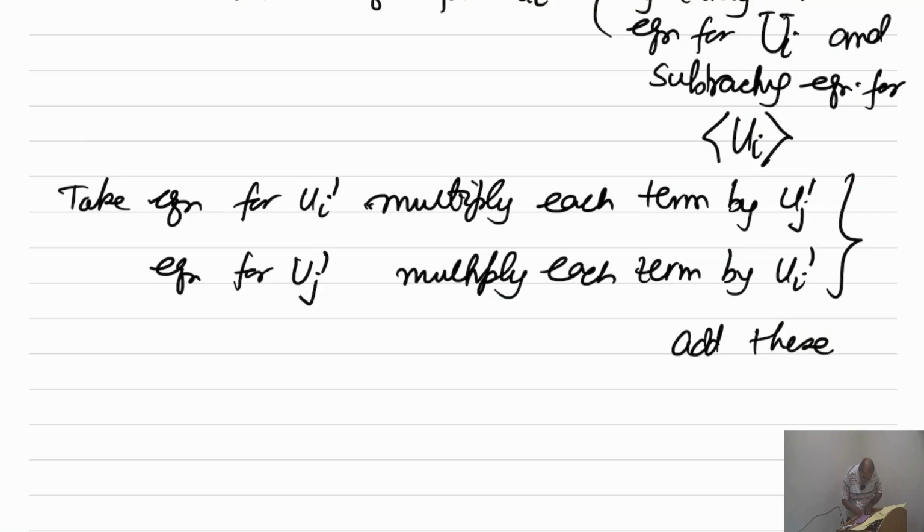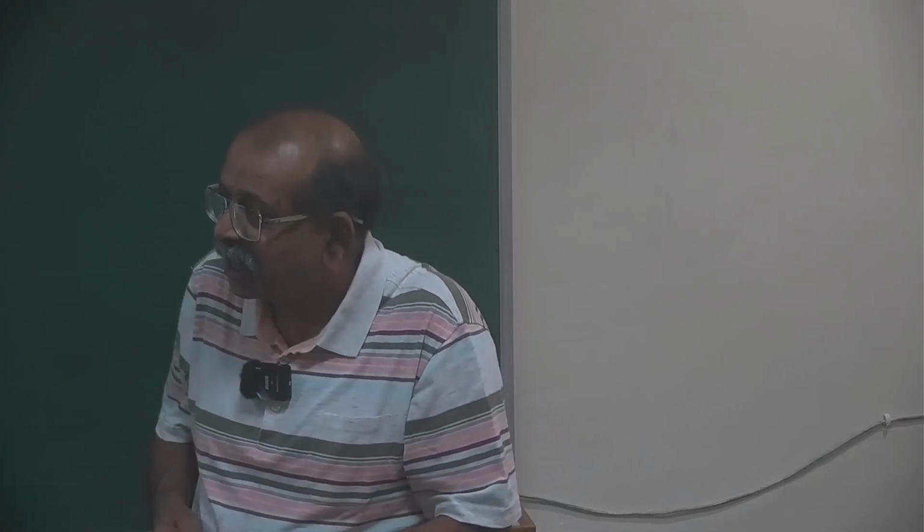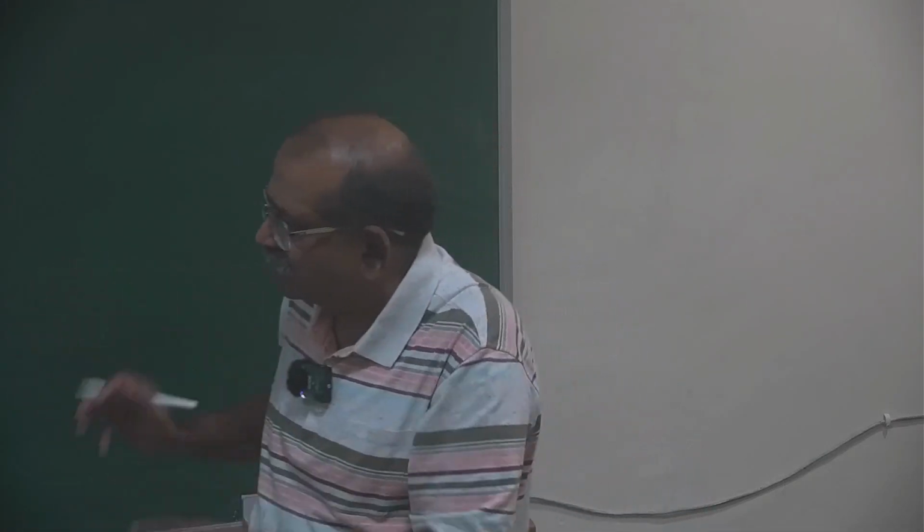This will give the equation for ui prime uj prime. Now, right now it is without average. And how we do that, let us not bother about it now. We will come to it, maybe I will float it as an assignment telling you how to do it, and then you can try it out at home and do this.